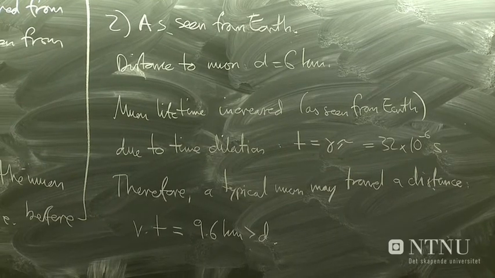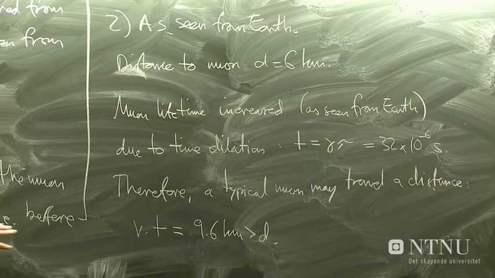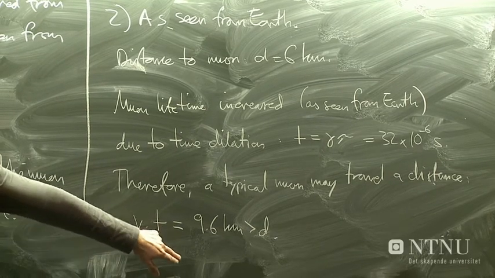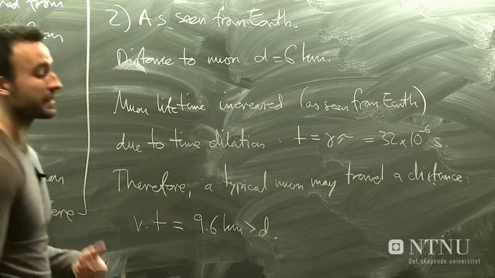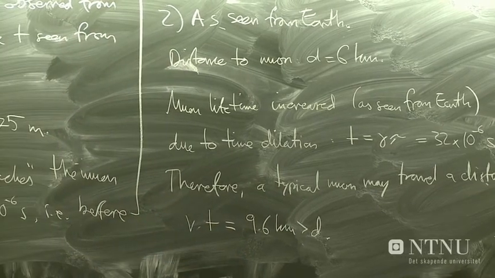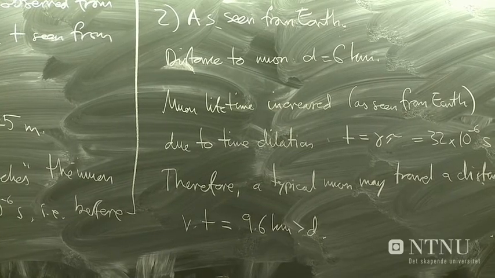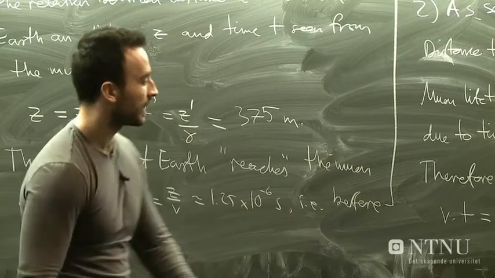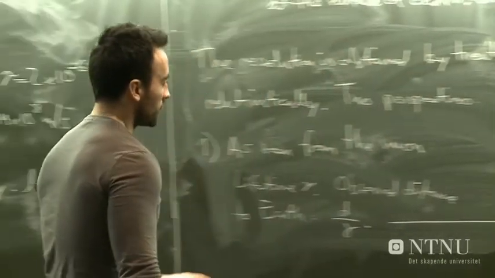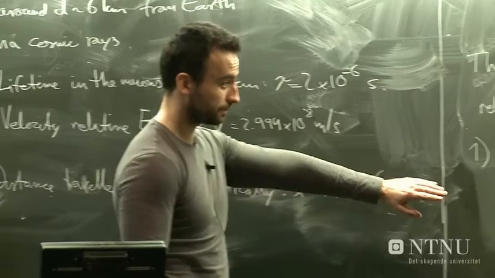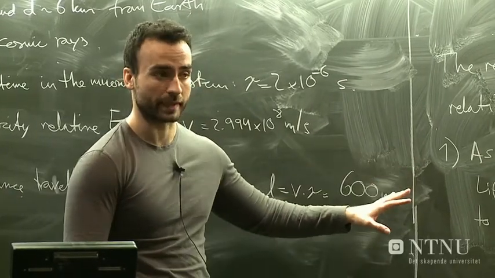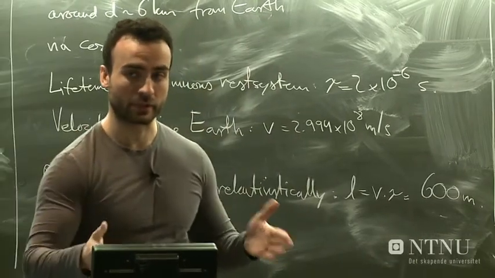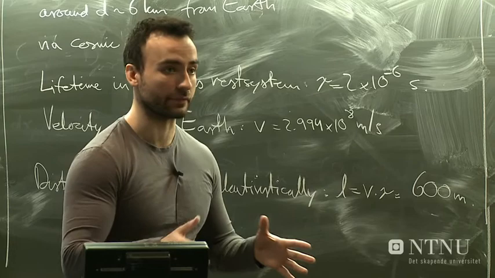So with this new lifetime of the muon, a typical muon may travel a distance equal to the velocity multiplied with this lifetime, which now is equal to 9.6 kilometers, which is greater than d, 6 kilometers. So in effect, most muons should reach the surface of Earth. I wanted to give you both perspectives, both as seen from the muon and as seen from Earth, to see that we reach the same conclusion, but we have to take into account different effects.